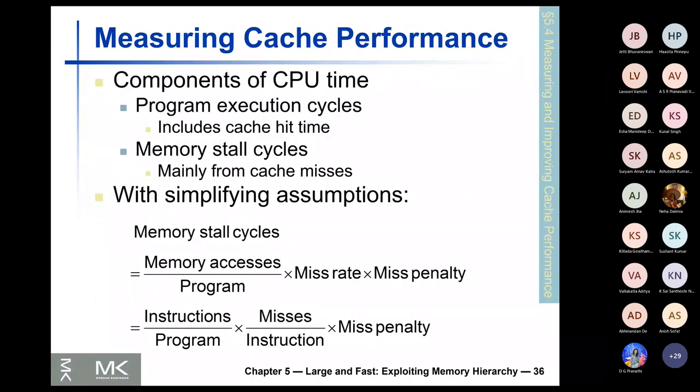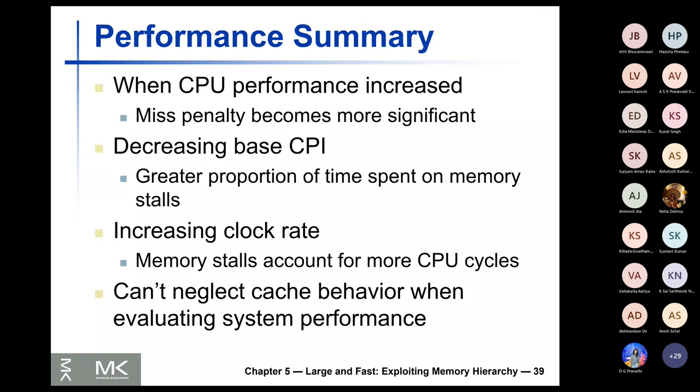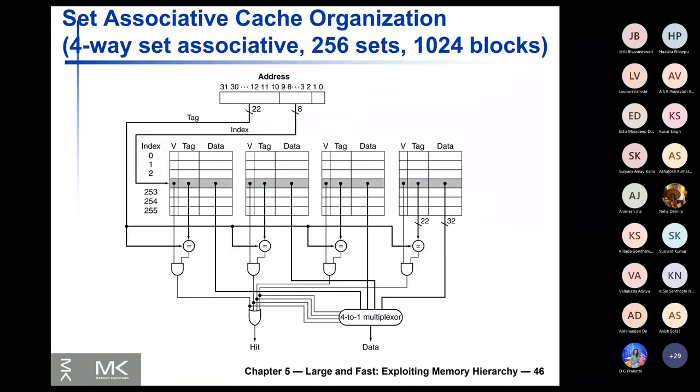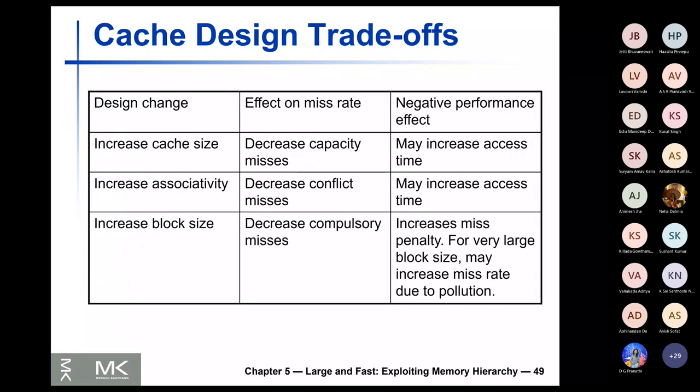Then the cache performance measures, CPI and AMAT, are very important. We have discussed this. One thing about the replacement policy in set associative caches, I mentioned LRU. It has been interestingly found that random replacement also gives approximately the same performance as LRU for high associativity. So this is also kind of peculiar.